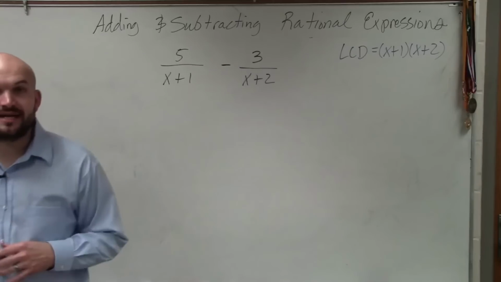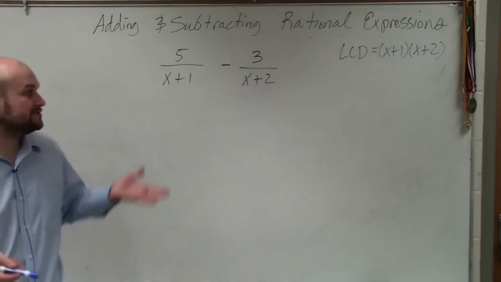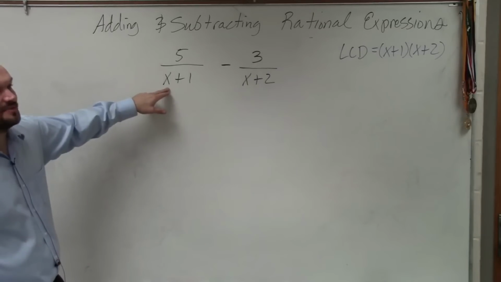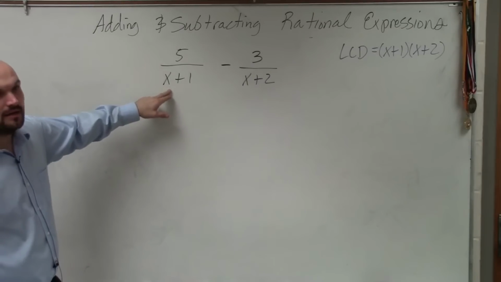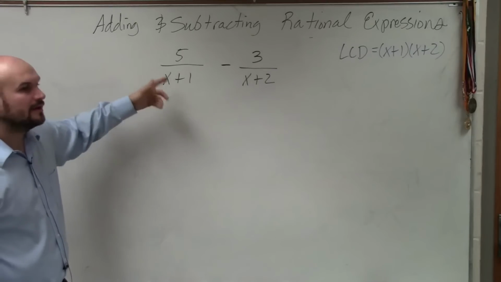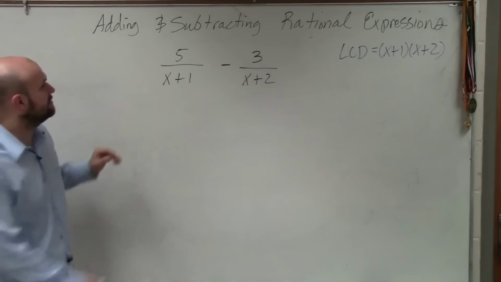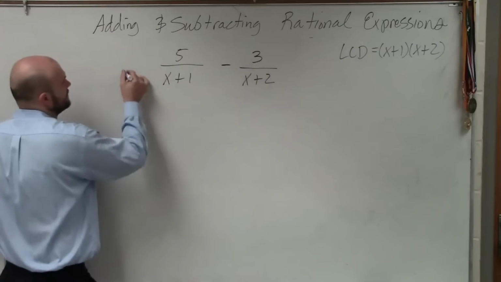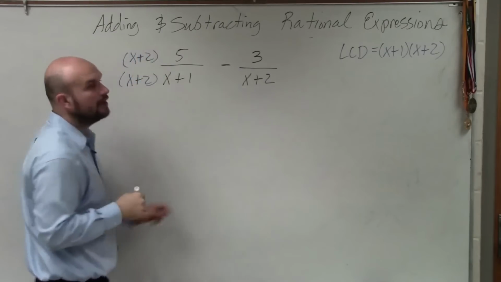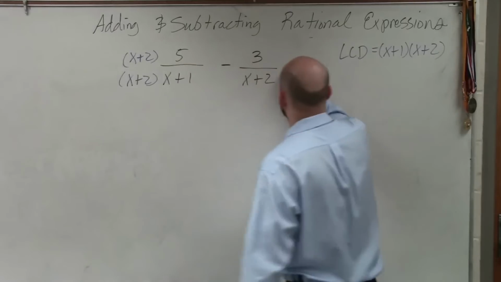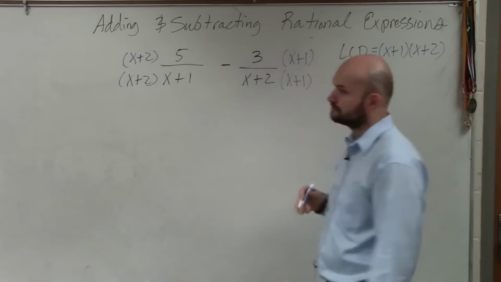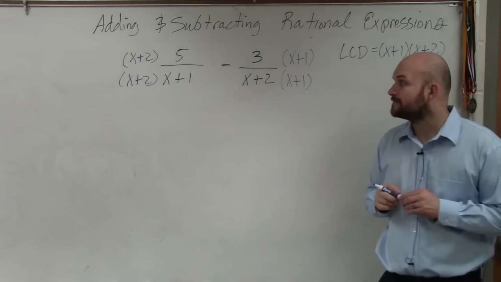Now, just like I did with the numbers, I'm going to get common denominators. So to get x plus 1 to be x plus 1 times x plus 2, I have to multiply by x plus 2. What do I need to multiply by to get it there? X plus 2. Very good, thank you. X plus 2 over x plus 2. Over here, then I'd have to multiply it by x plus 1 over x plus 1. Everybody follow me?